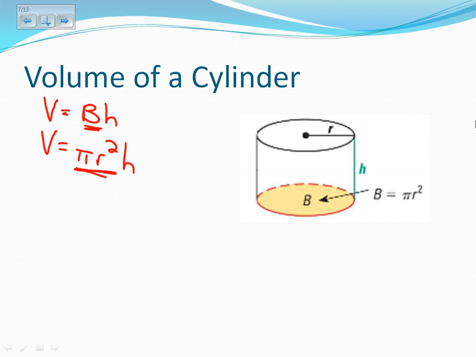Because my base now is not a rectangle, my base is a circle. What's the area of a circle? Pi r squared. So it's the same type of deal, just now that the bottom is a circle.